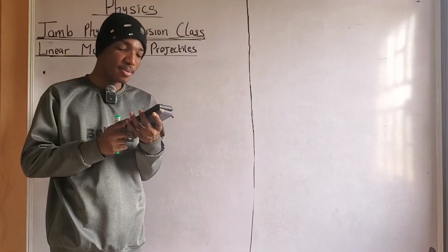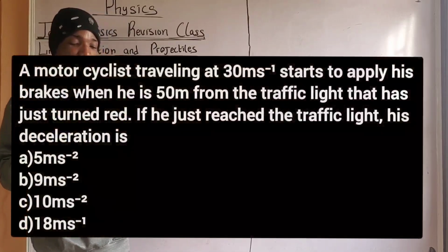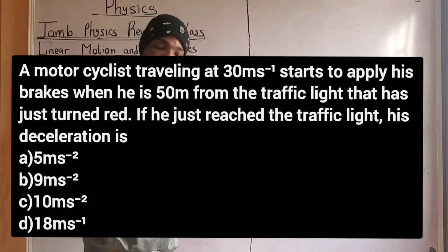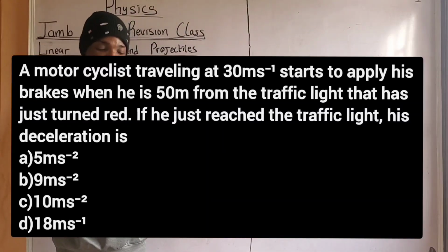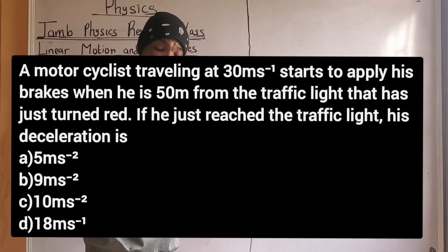Okay? A motorcyclist traveling at 30 meters per second starts to apply his brakes when he is 50 meters from the traffic light that has just turned red. If he just reached the traffic light, his deceleration is A, 5 meters per second, B, 9 meters per second squared.